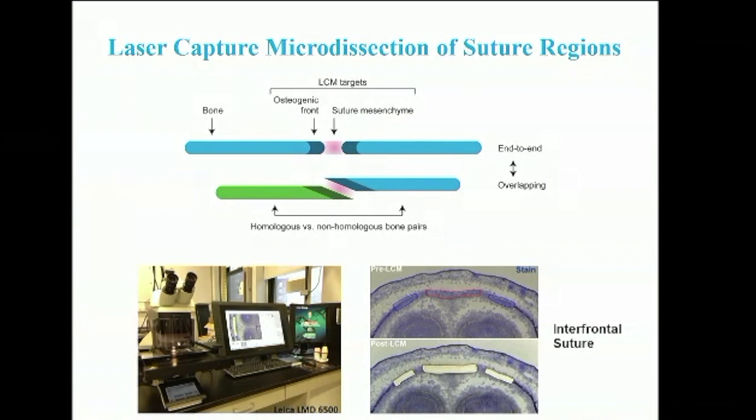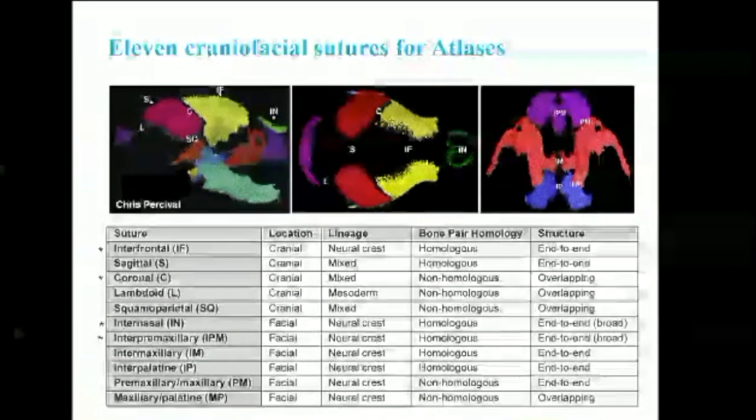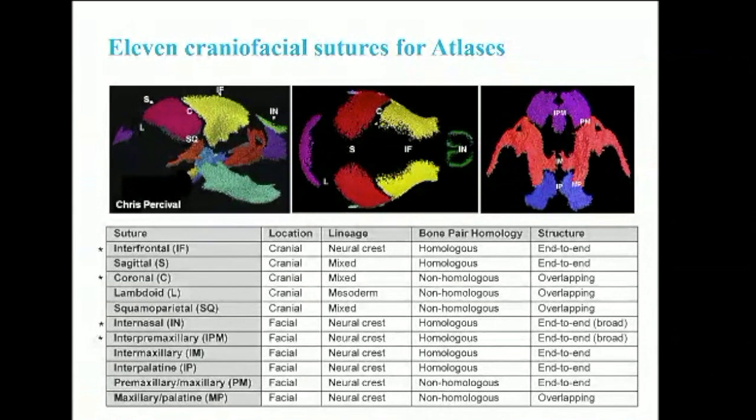An overview of all the 11 sutures that we're going to profile is shown here. They are mixed in location, so cranial and facial sutures, in their lineage, neural crest-derived and mesoderm-derived, in their bone pair homology, so homologous and non-homologous bones, and also in their structures, as I mentioned, end-to-end or overlapping. I've highlighted here with asterisks the sutures that we've either already produced data for or are currently in the process of producing data for. What I'll talk about today is mostly the interfrontal and the coronal suture data that we've generated so far.